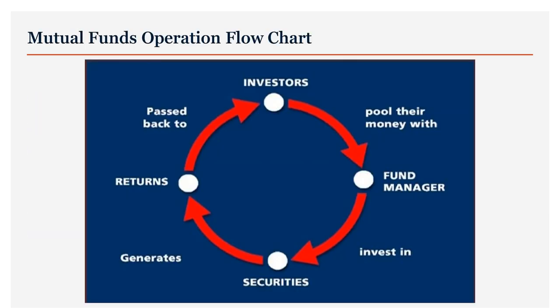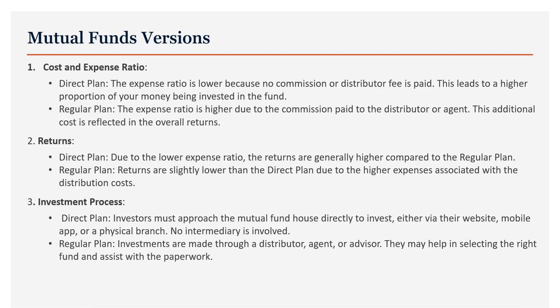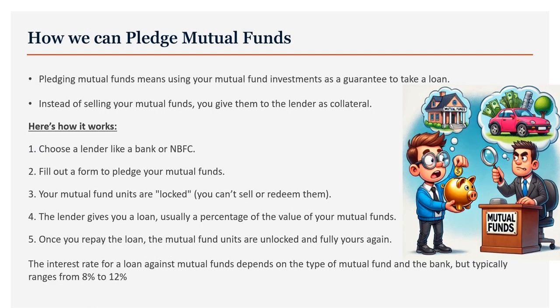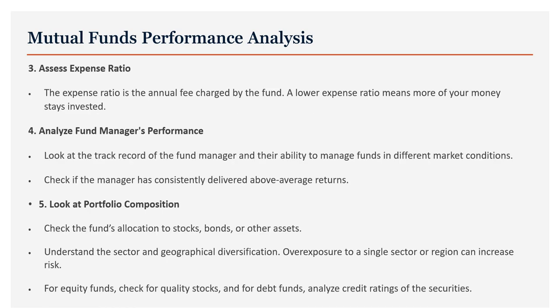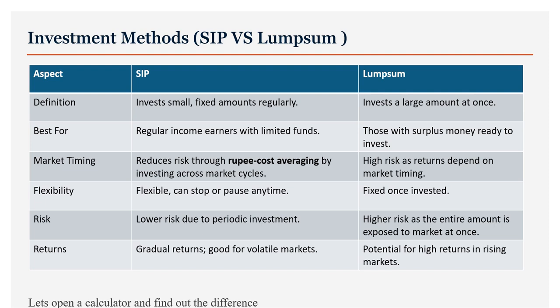There are two different types of mutual fund investment. One is SIP and another one is lump sum. So what is SIP, right? As the name indicates, a systematic investment plan. That means every month you will be investing some amount.